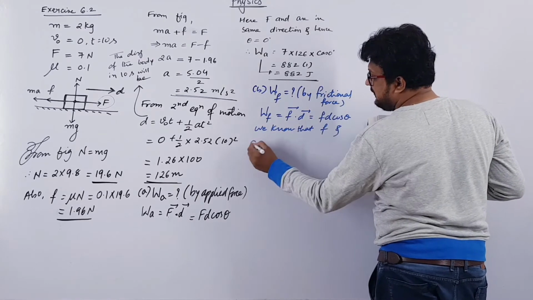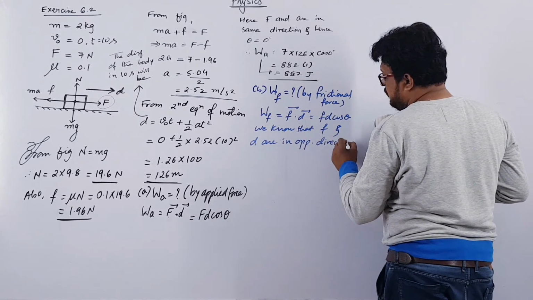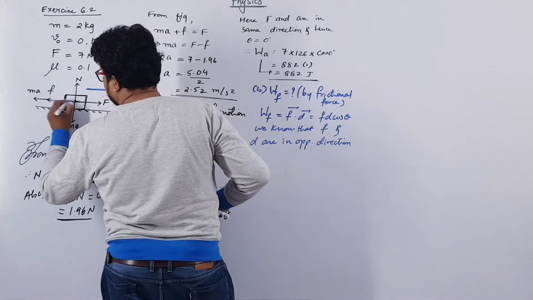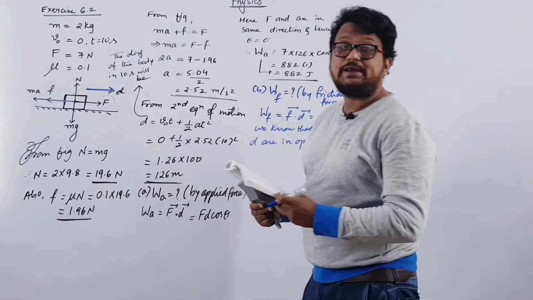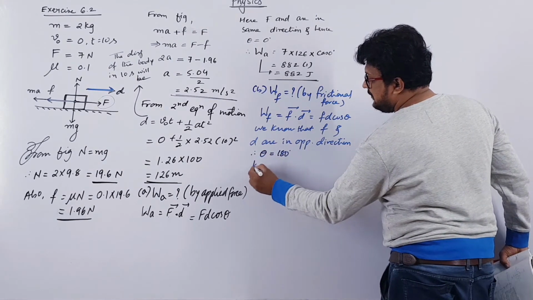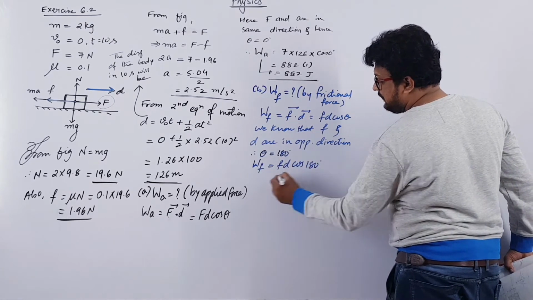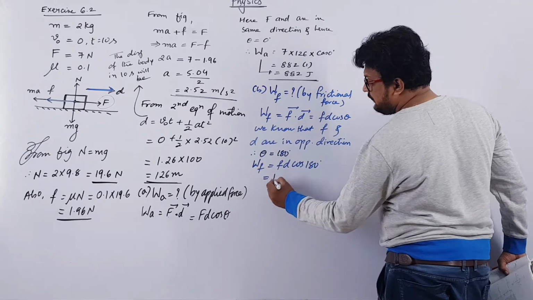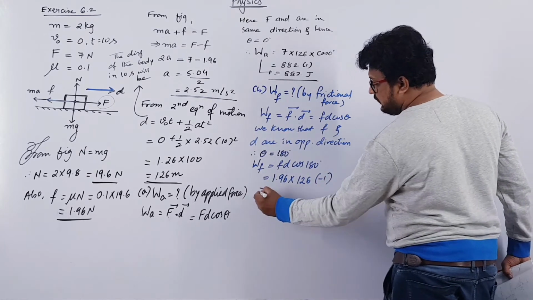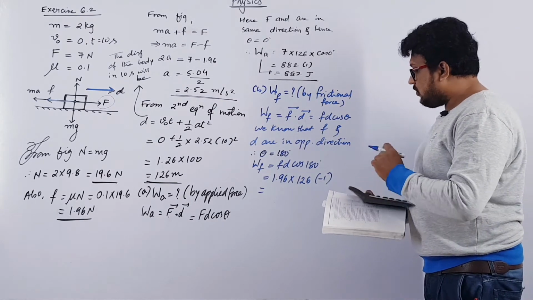frictional force and displacement are in opposite direction. Clearly you can see that the displacement of a body is in this direction, right? And the frictional force acting on a body is in this direction. So obviously both are in opposite direction. So therefore theta will be equal to 180 degree. So W_F, work done by the frictional force, will be F D into cos 180 degree. Now what is frictional force? We have calculated frictional force as 1.96. Displacement is 126, not 12.6. So 1.96 into 126 and cos 180 is minus 1.